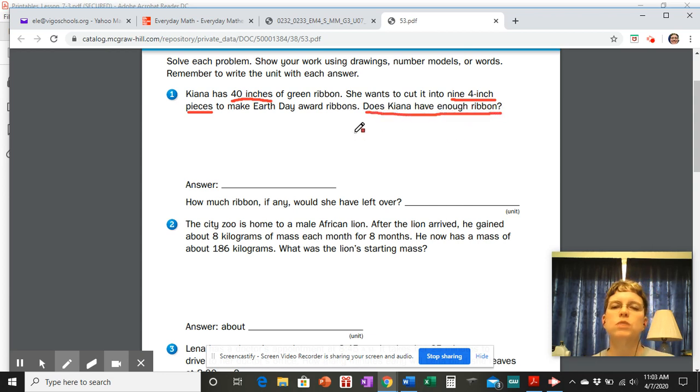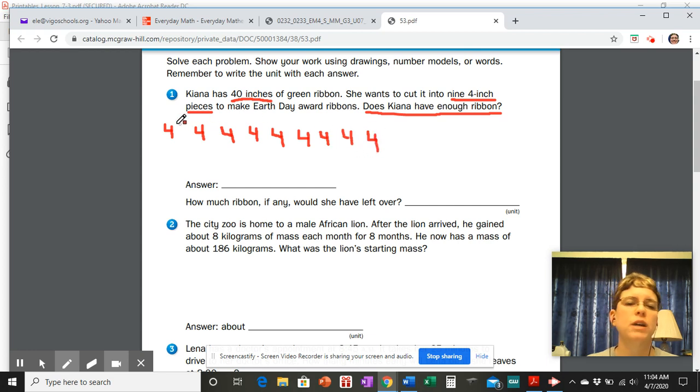Okay, so she wants to do 9 4-inch pieces. So what I'm going to do is I'm just going to do groups of 4. So there's a 4, and there's a 4, and that gives me 8. And another 4, and that gives me 12. Another 4 gives me 16. Another 4 gives me 20. Another 4 is 24. Another 4 is 28. Sorry, I said 27, that's 28. Another 4 is 32. And another 4 is 36.